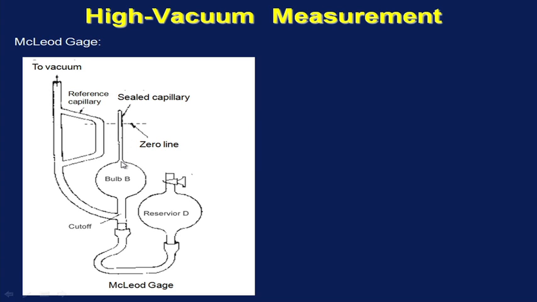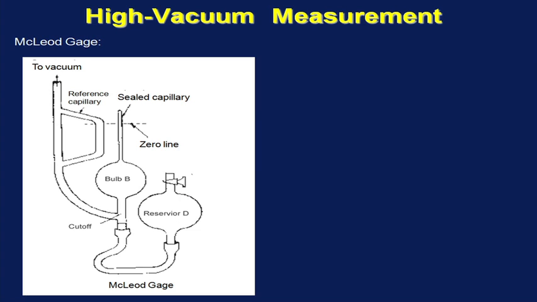This is a capillary connected to a bulb and there is another reference capillary, and this is connected to the vacuum source. So, this is connected to the source whose pressure I am going to measure. This is sealed. The other end is connected to a reservoir which contains mercury, and this is movable.